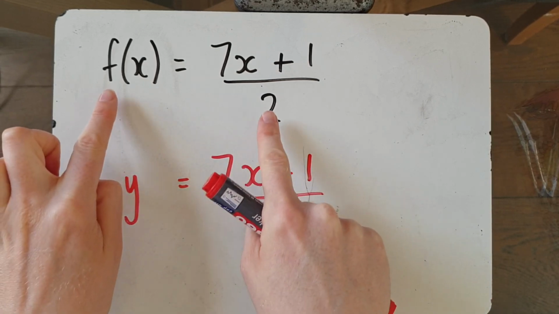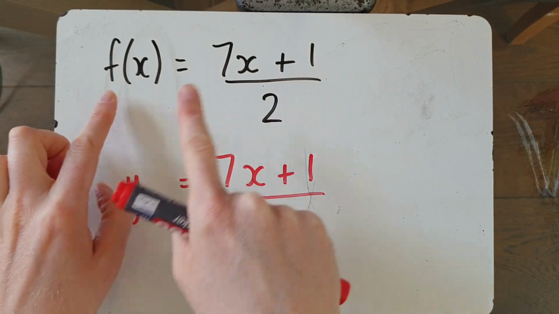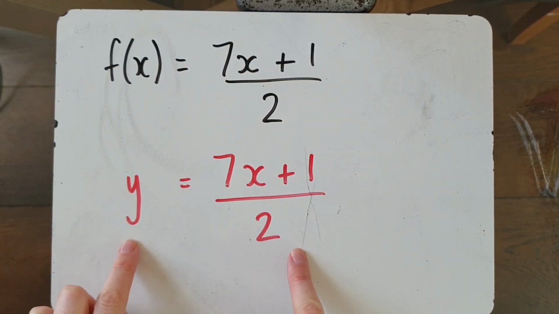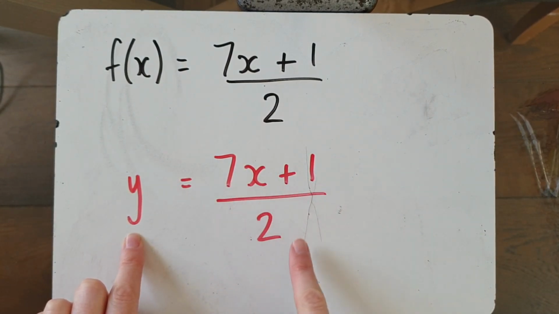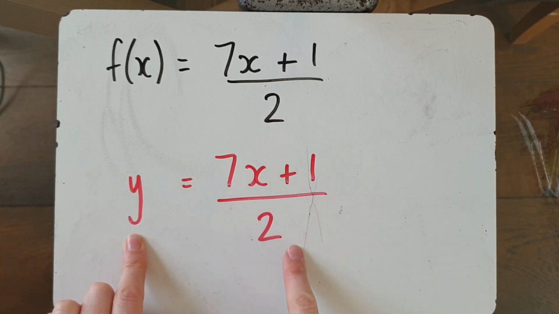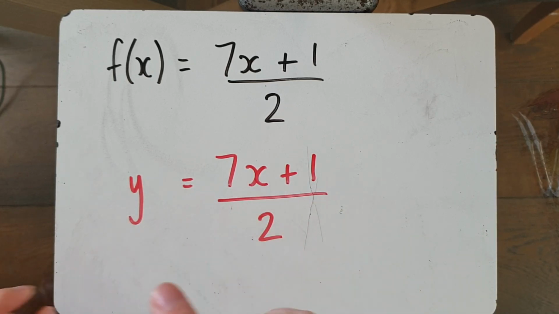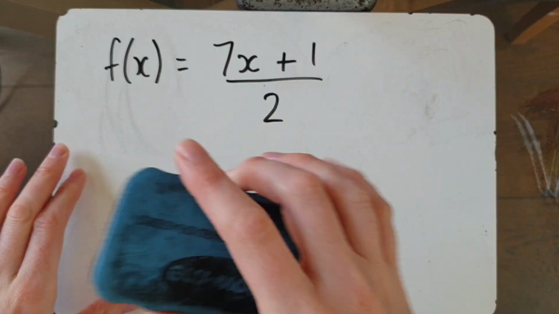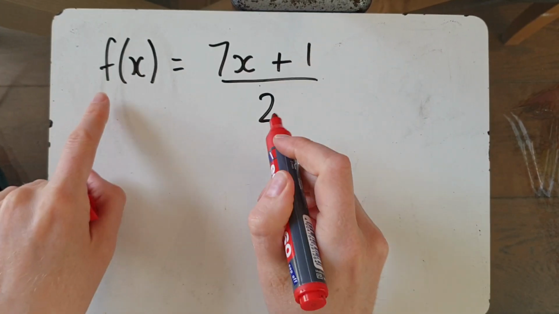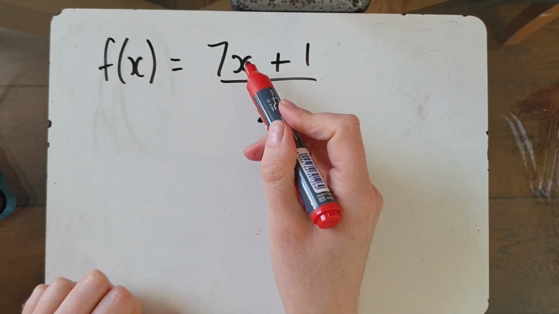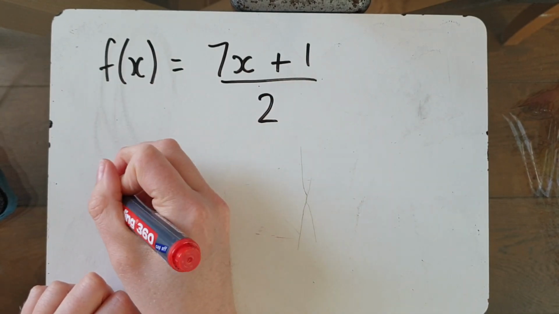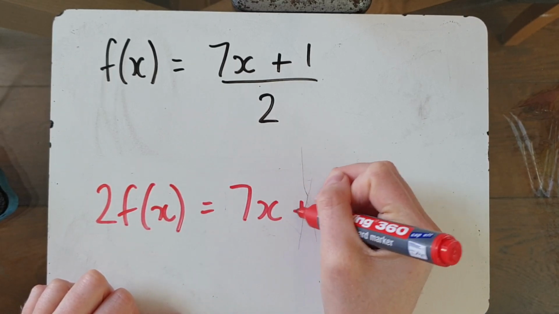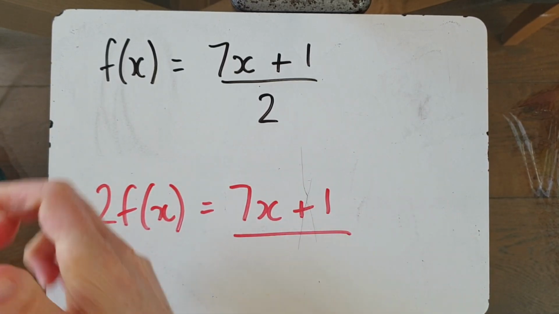To find the inverse of this function, I need to rearrange it to make x the subject. So I'm going to turn it into y equals 7x plus 1 over 2, and rearrange that to make x the subject. The reason for changing this is just to make it a bit simpler, because if I start doing things like this, I'm going to try and make x the subject. So I'm going to say 2f of x equals 7x plus 1. It's not over anything anymore.